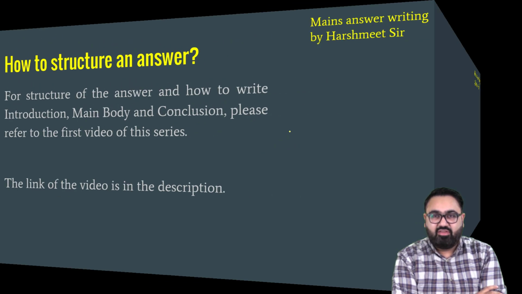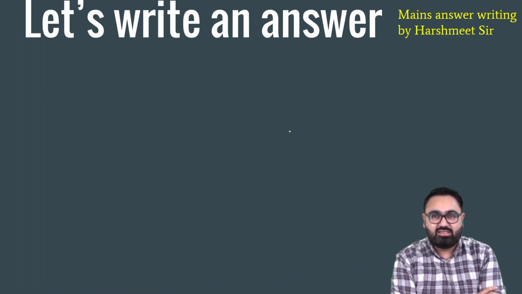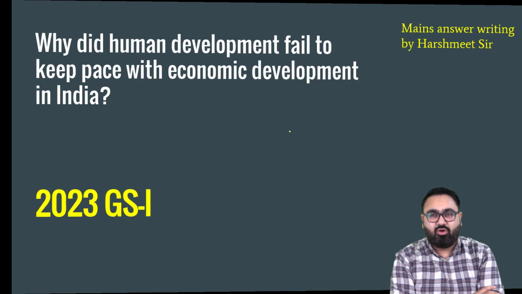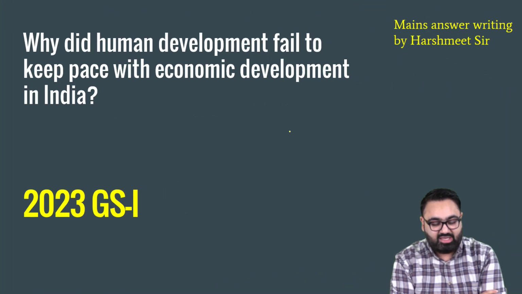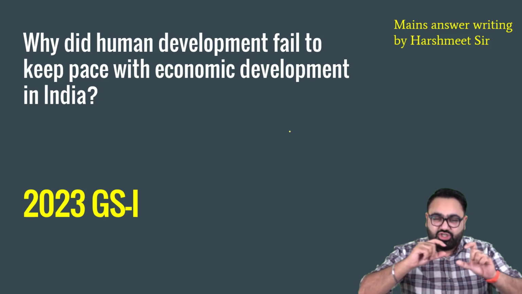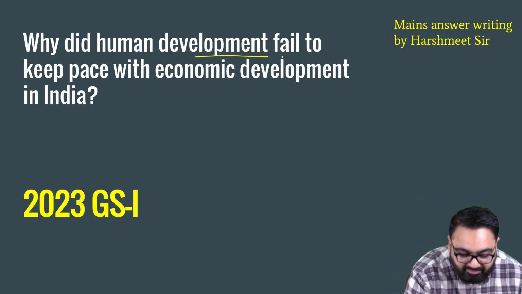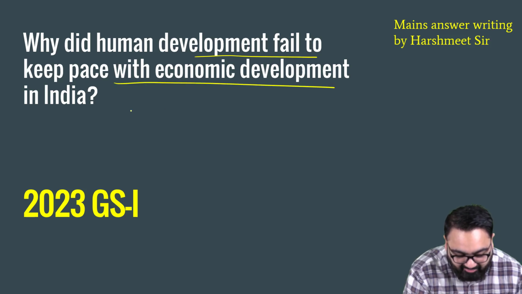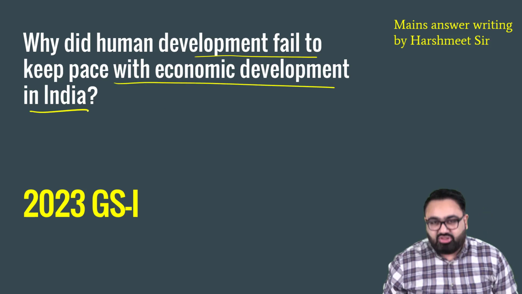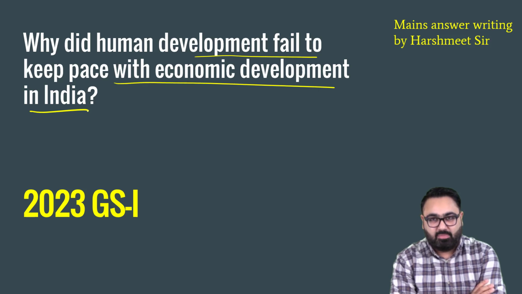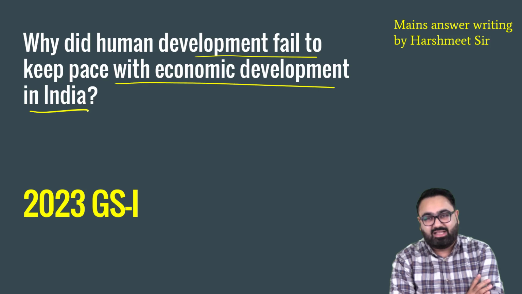What is it that we are going to discuss in today's class? Today we have taken up a question from the GS 1 2023 paper. The question is short but slightly tricky. Why did human development fail to keep pace with economic development in India? Now, these kinds of questions are tricky for some people. The reason is that the question is not telling you straightforwardly what it is asking.